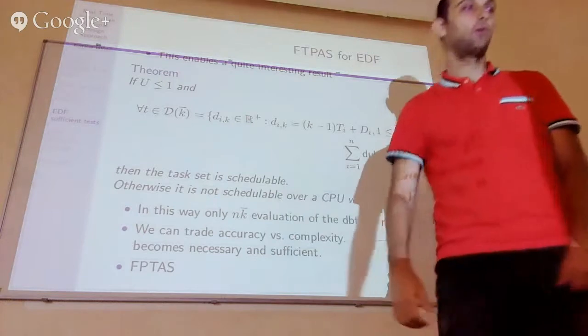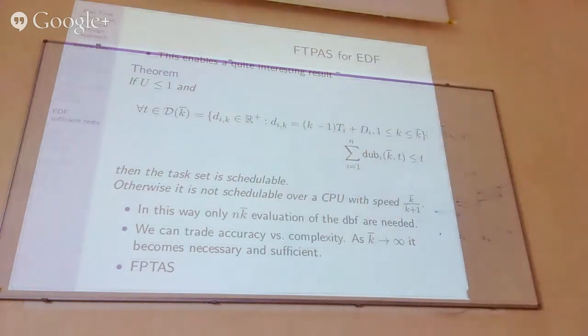Right, it's called a fully polynomial time approximation scheme. We got the title. The title what? FPTAS. Fully polynomial time approximation scheme. Let's cross fingers. Thank you.